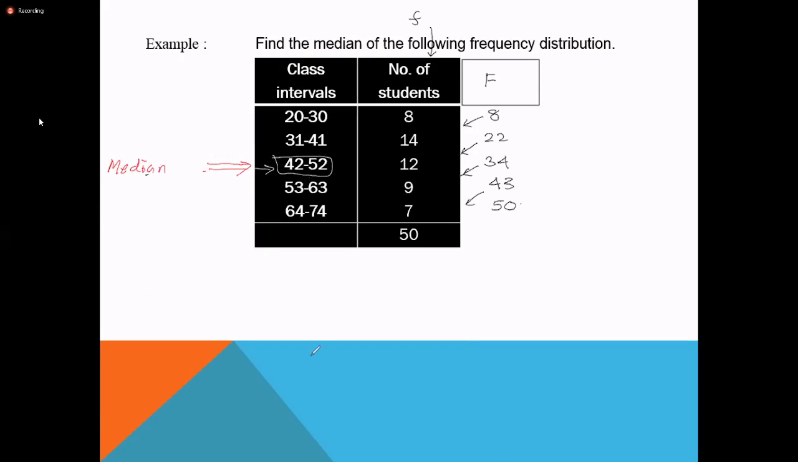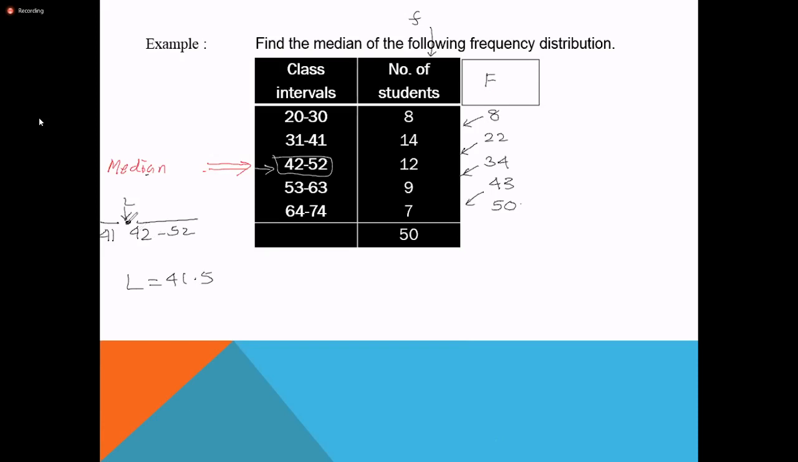Here then, what is the L value? L of that class interval. Class interval එක තියෙන්නේ මොකද්ද? Class interval is 42 to 52. ඊට කලින් එක ඉවර වෙන්නේ අපි දන්නවා 41. එතන මෙතන gap එකක් තියෙනවා. So L is this value. What is the L value then? 41 and 42. In between, the middle value is 41.5.